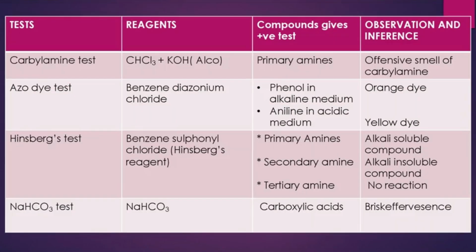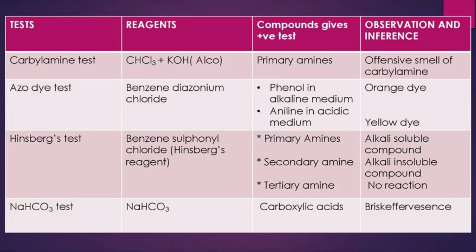Then coming to the next test, which is the carbylamine test, that is answered only by primary amines. When heated with chloroform and alcoholic KOH, we will get an offensive smell of carbylamine. Then the azo dye test, which is used to distinguish phenol from aniline. Phenol in alkaline medium reacts with benzene diazonium chloride and gives an orange dye, and aniline will give a yellow dye.